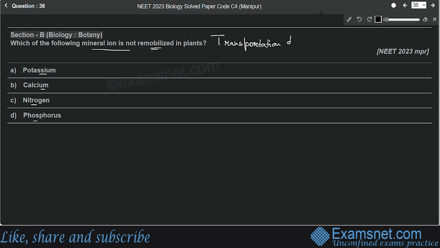of nutrients from older tissues to the newer ones. Okay, older tissues, for example, mature leaves, and newer ones means new leaves, young leaves or developing seeds. Okay, these are newer tissues. So we know that mainly there are two types of elements: mobile elements and immobile elements. Mobile elements are those which can easily be remobilized from the older tissues to the newer ones.